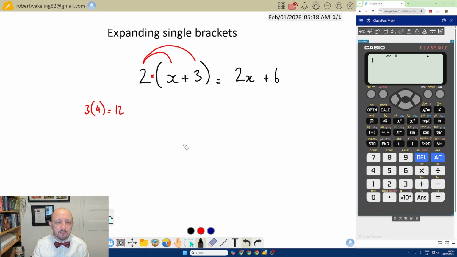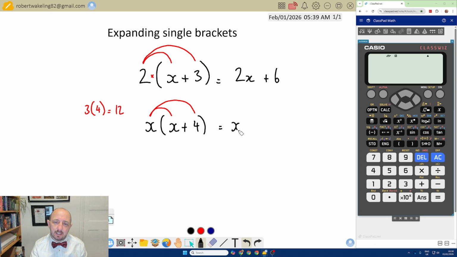What happens if we have an x in front? Like this. We do the exact same thing, x times x and x times plus 4. So x times x is x squared, and x times 4 is positive 4x. We have to have that positive there because each of these numbers needs a sign attached to it. So positive 4 in this case.